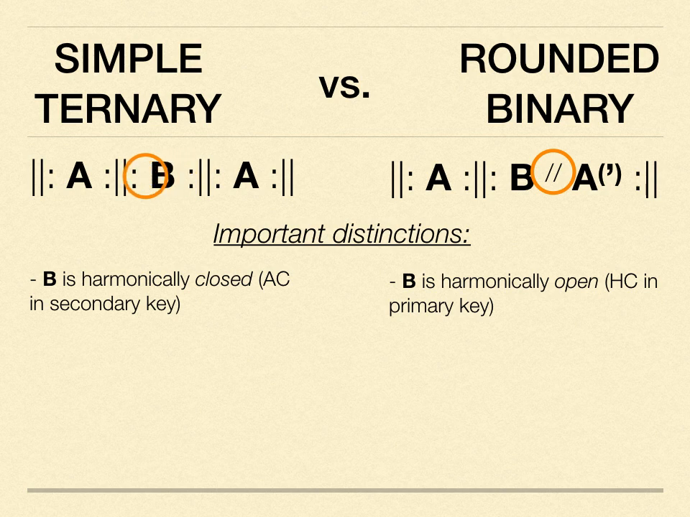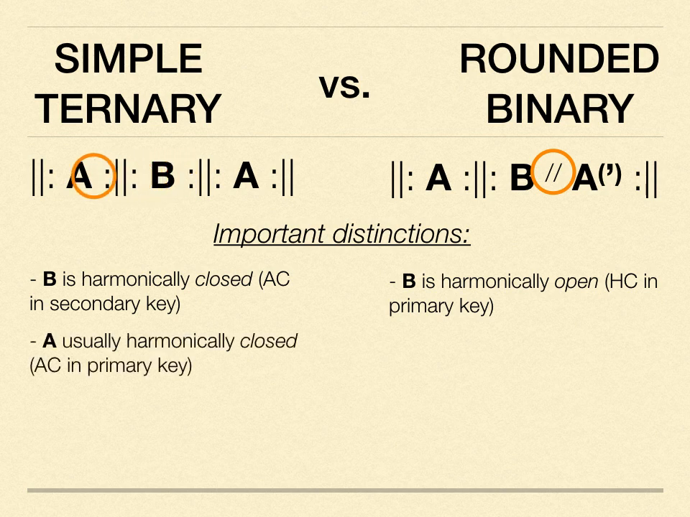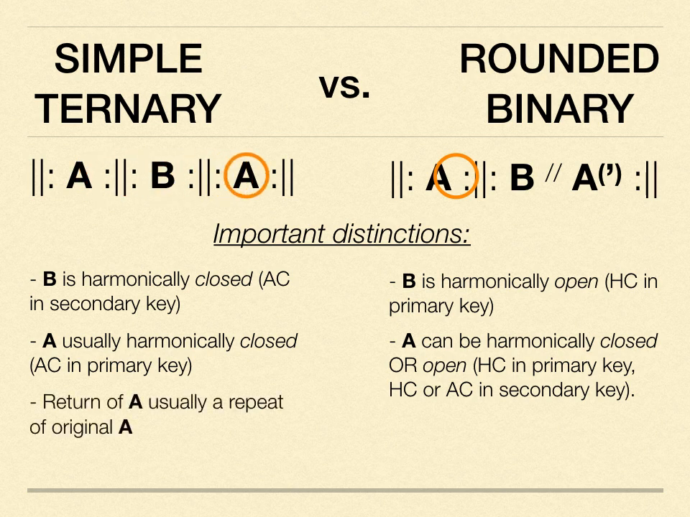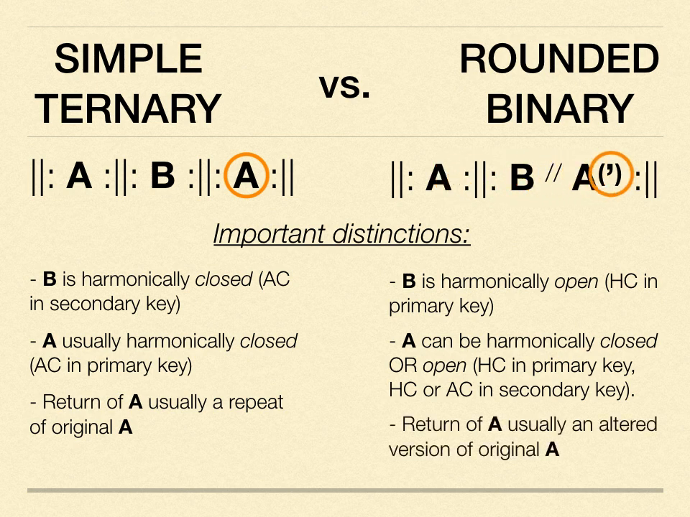In ternary form, the end of the A section is usually harmonically closed as well, with an authentic cadence in the original tonic. The A section in rounded binary can be harmonically open or harmonically closed, although a harmonically open A section is quite common. Finally, the return of the respective A sections occurs differently. In ternary form, it is usually a repeat of the original A section. In rounded binary, it is not uncommon for the A section to be altered somewhat.